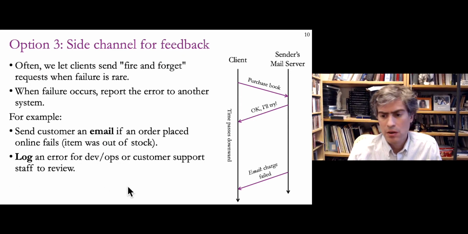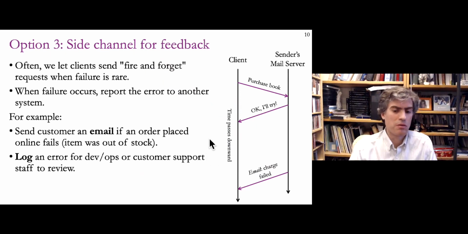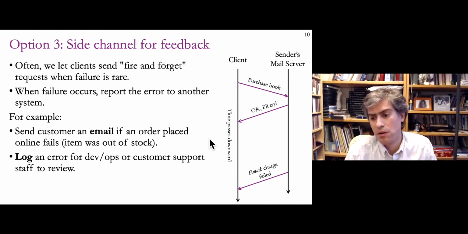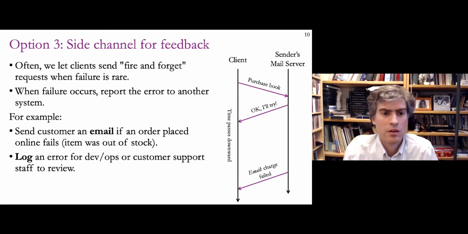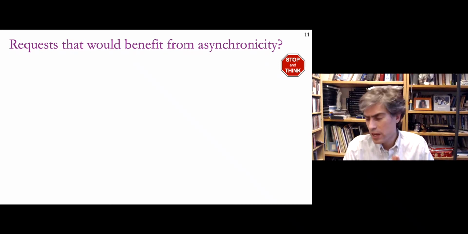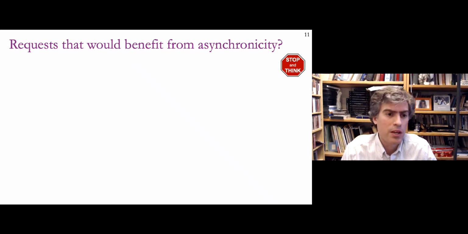If you're talking about more automated services, you might also just log the error. So you write down the error message somewhere in your system so that one of your staff can look at it later, whether it's someone on your technical staff, like in DevOps, or someone on your customer support staff. They would review that error, and then use their best judgment for how to deal with the error.